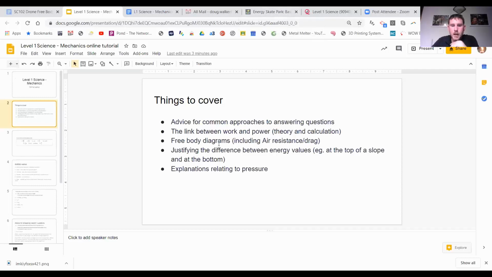We've covered free body diagrams. We've covered the link between work and power. I haven't done much in terms of calculations there, but I think you could probably give that a shot. And we've done common approaches to answering calculations and explain style questions. So for the difference between energy values at the top of a slope and at the bottom, I'm going to stop the share and I'm going to bring you up a little simulation.